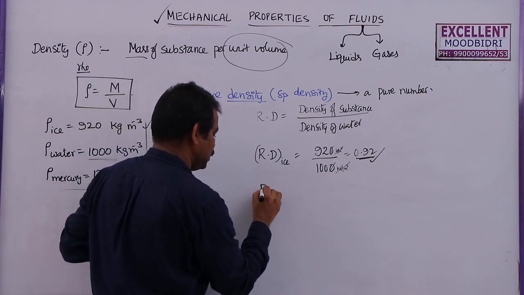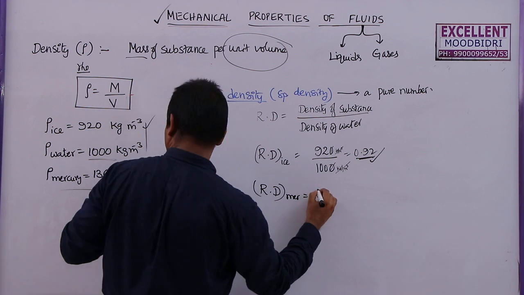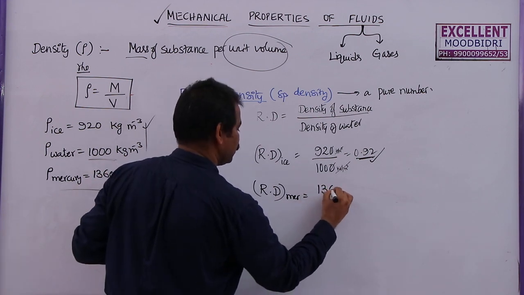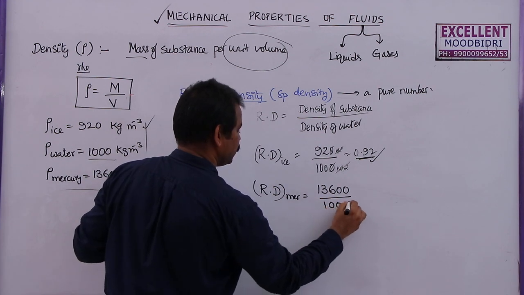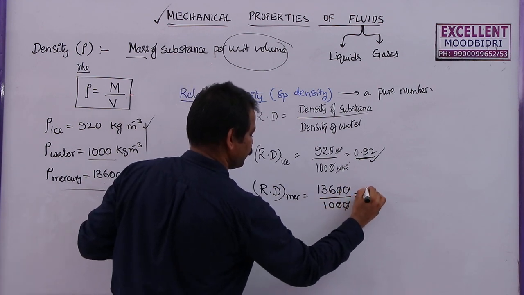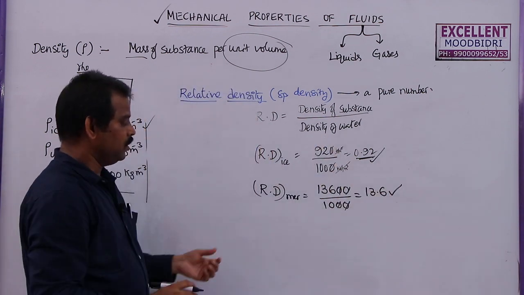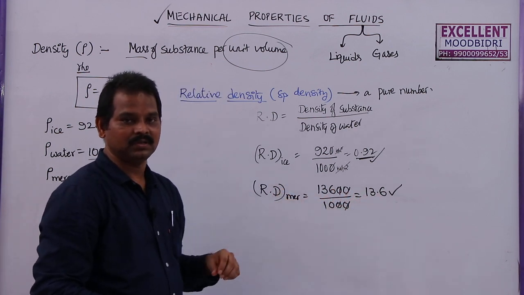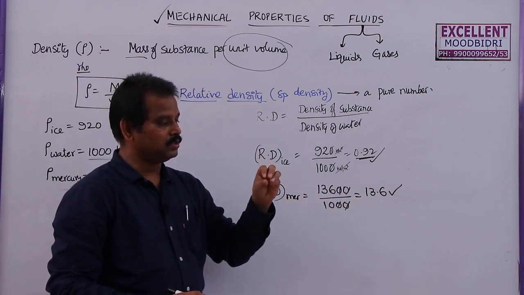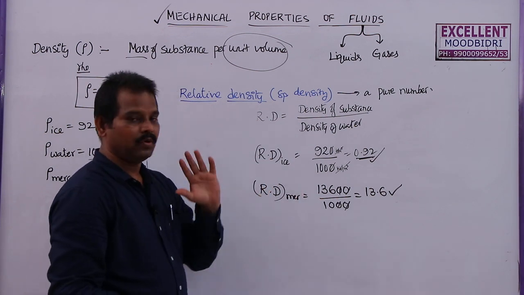Similarly, what is the relative density of mercury? This is the density of mercury, 13,600, divided by the density of water, 1000. So this will become 13.6. This is a pure number. So the relative density of mercury is 13.6. The meaning of this one is, the density of mercury is 13.6 times more than the density of water.